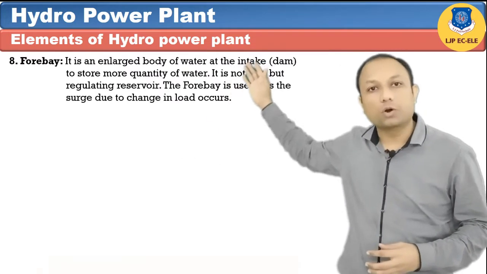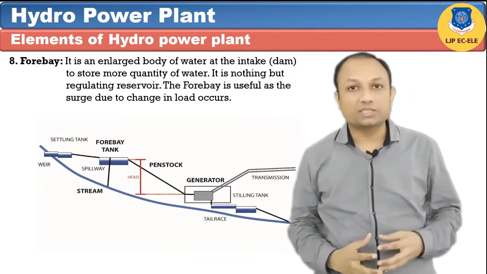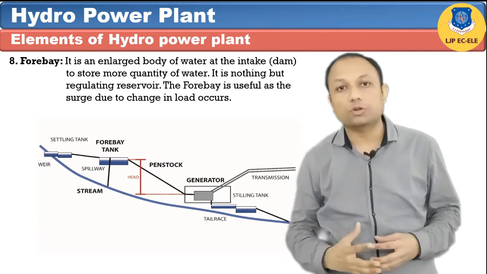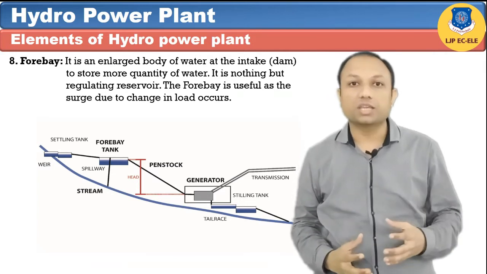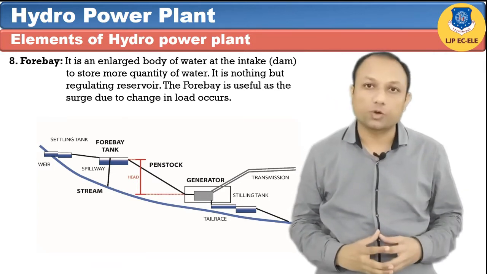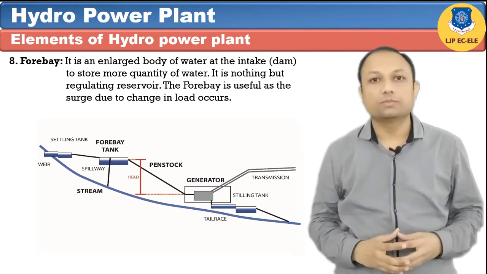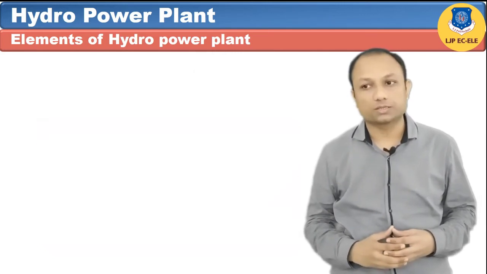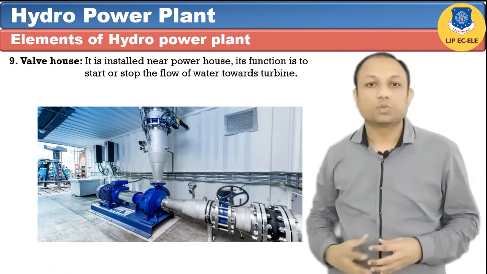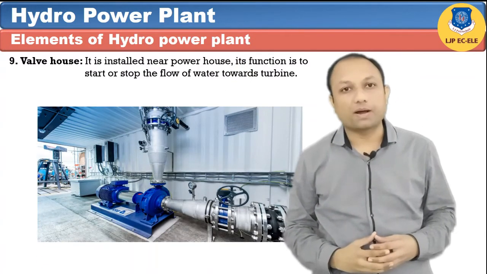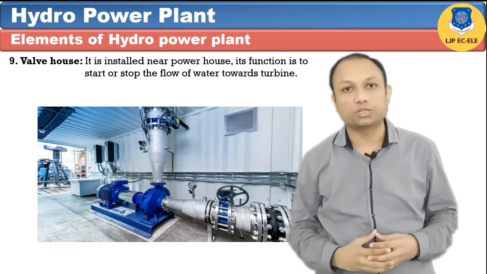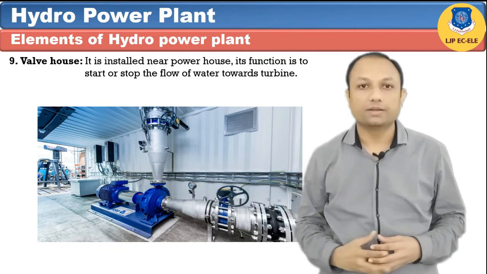8. Forebay. It is an enlarged body of water at the intake to store the more quantity of water. It is nothing but the regulating reservoir. The forebay is useful as the surge due to the change in the load occurs. 9th, valve house. It is installed near the powerhouse. Its function is to start or stop the flow of water towards the turbine.